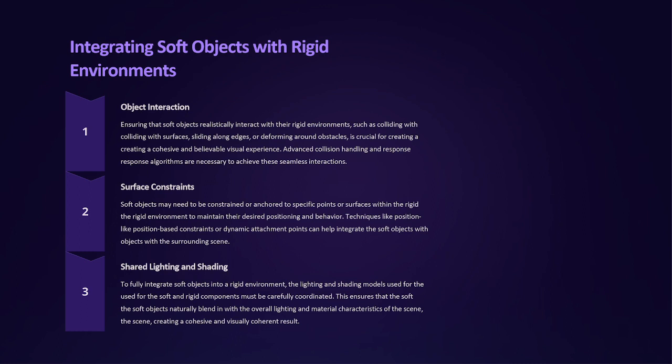And the last one is lighting and shading. To fully integrate the soft object into a rigid environment, the lighting and shading models used for the soft and rigid components must be carefully coordinated. This ensures that the soft object naturally blends in with the overall lighting and material characteristics of the scene, creating a cohesive and visually coherent result.